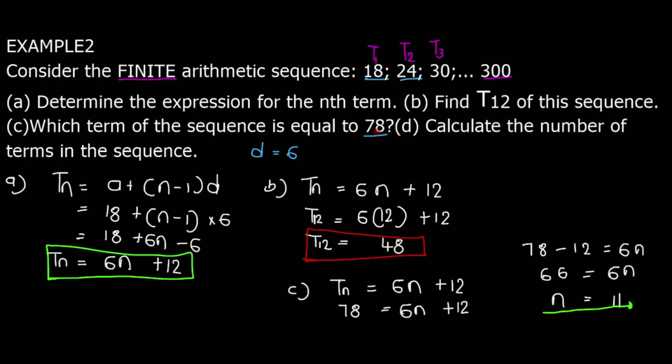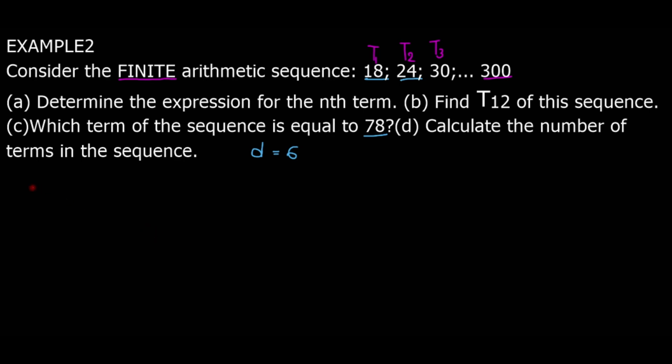So now let's go to number D, but let me erase everything to create space. Number D, calculate the number of terms in the sequence. Actually, the question wants us to know how many terms we have. This is term number 1, term number 2, term number 3. There are some other terms after term number 3, and then 300 is the last term. So we need the number of terms.